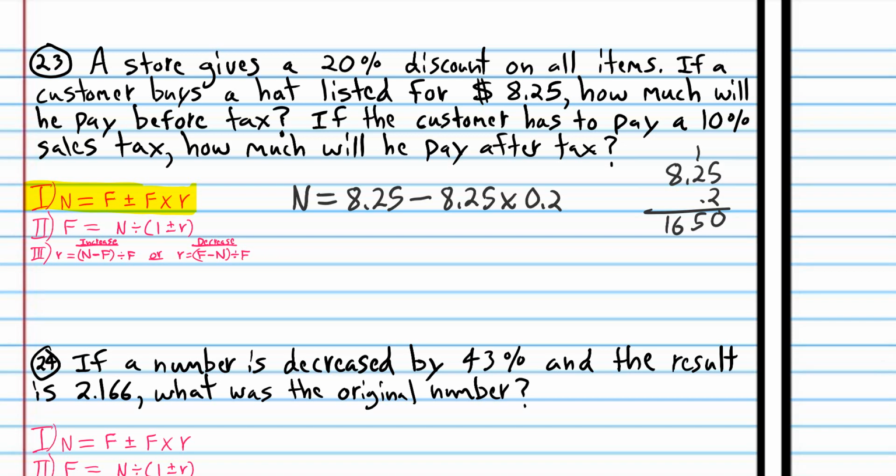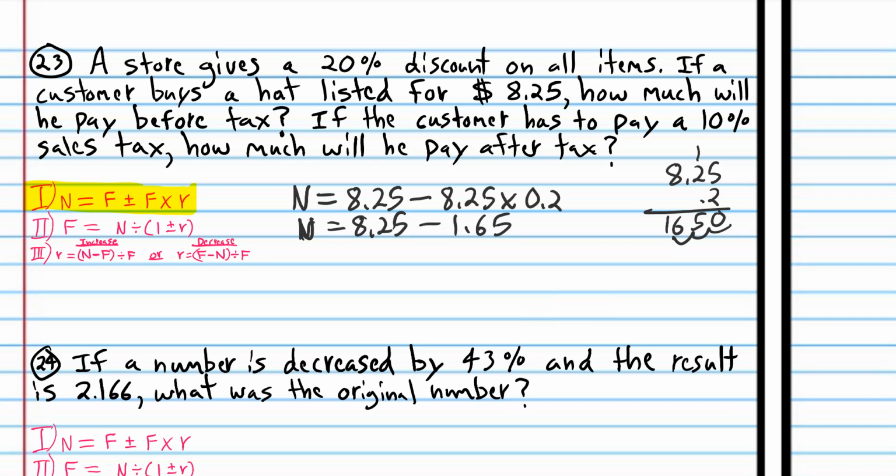There we go. So notice we have 3 numbers to the right of the decimal. So that means we count three places starting from the right. So we're going to have 1.65. 1, 2, 3. So 20% of $8.25 is $1.65. So if we're increasing by 20%, we add $1.65 because that's 20% of $8.25.